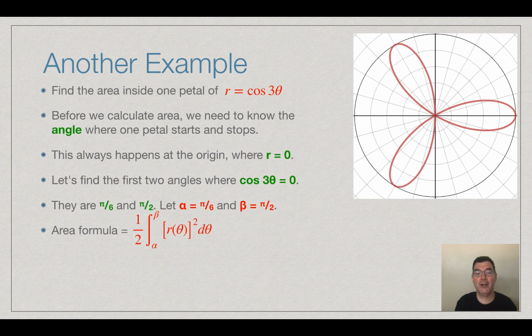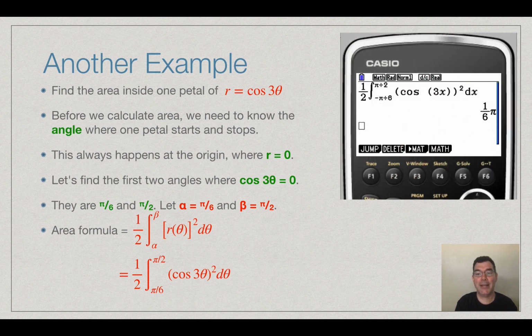I use my area formula, which is always that, and I plug in what I know. Alpha is pi over 6, beta is pi over 2, and my r of theta is the cosine of 3 theta, which I have to square, followed by a d theta. I'm going to go to my calculator again to type this in, and what I get is 1/6 pi, so that's the area of one petal of that graph.